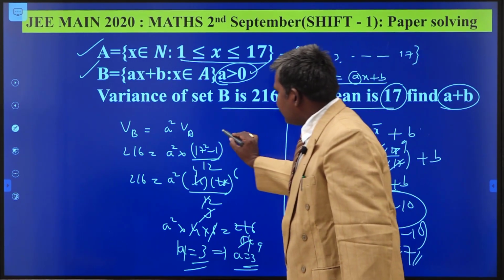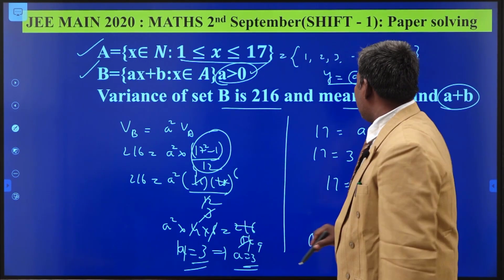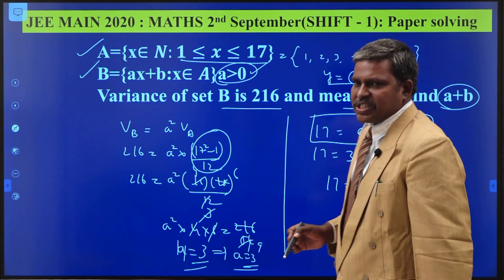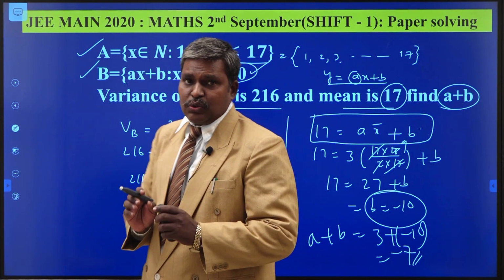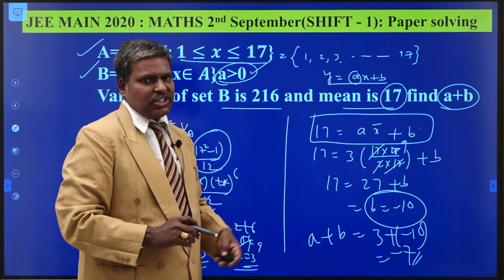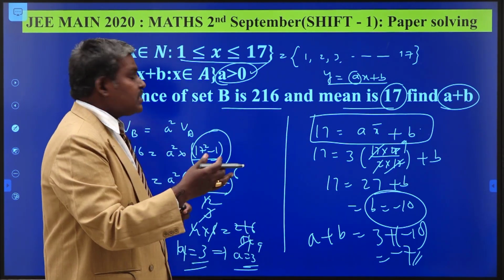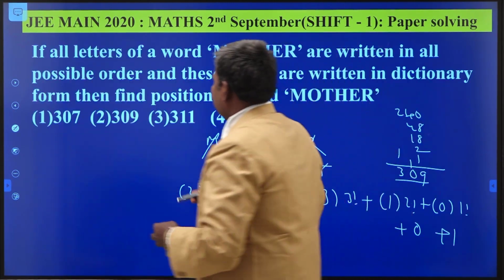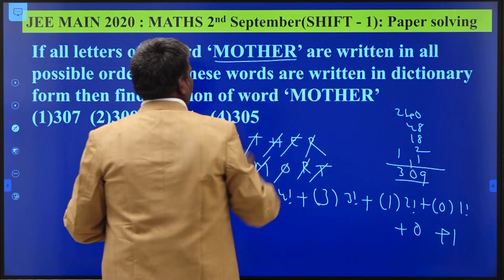Once you know the formula n square minus 1 by 12, and that 17 is equal to a x bar plus b, once you know those two logics, it is very easy to crack this one. Otherwise, you have to find the variance and equate that to 216. That gives a lengthy process.